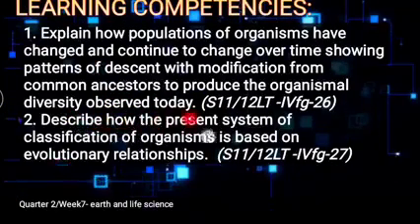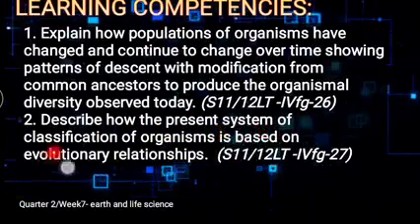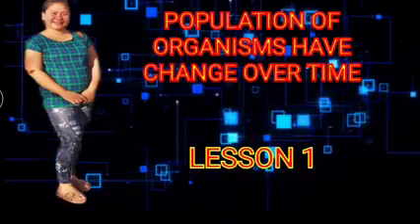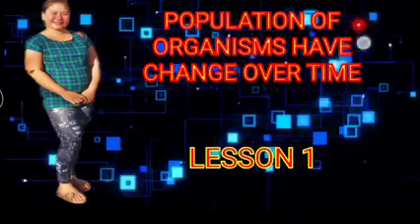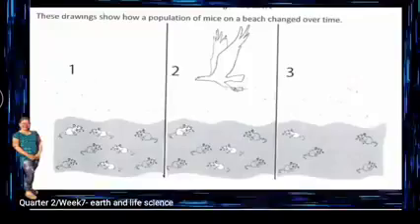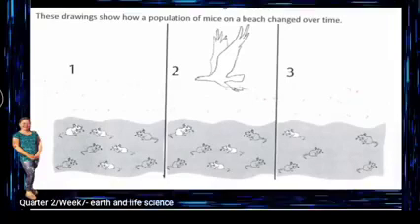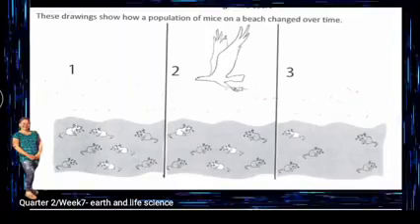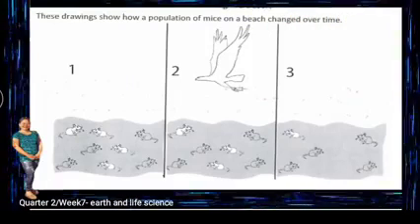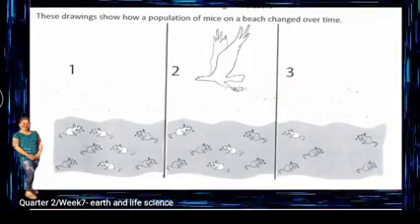Second, describe how the present system of classification of organisms is based on evolutionary relationships. So our Lesson 1 will be this one: populations of organisms have changed over time. Let's proceed to this drawing. This image shows how a population of mice and bees change over time. So we have here Figures 1, 2, and 3.